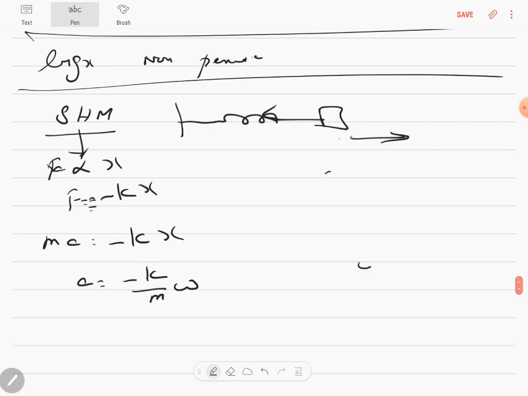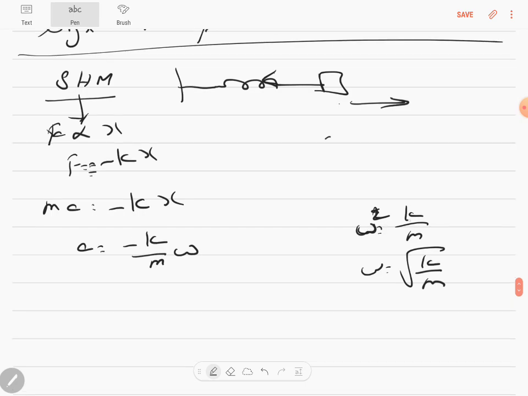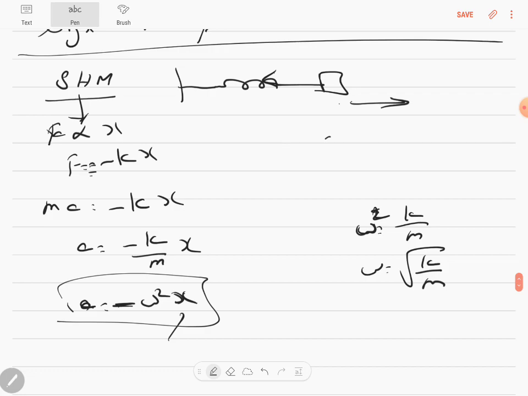You should know that omega square is K by M, so omega is root of K by M. You should memorize this. Omega is angular velocity. So therefore A is equal to minus omega square X. Whenever the acceleration is proportional to displacement in the opposite direction, such a motion is called simple harmonic motion. Whenever you can bring it to this format, it will be simple harmonic.